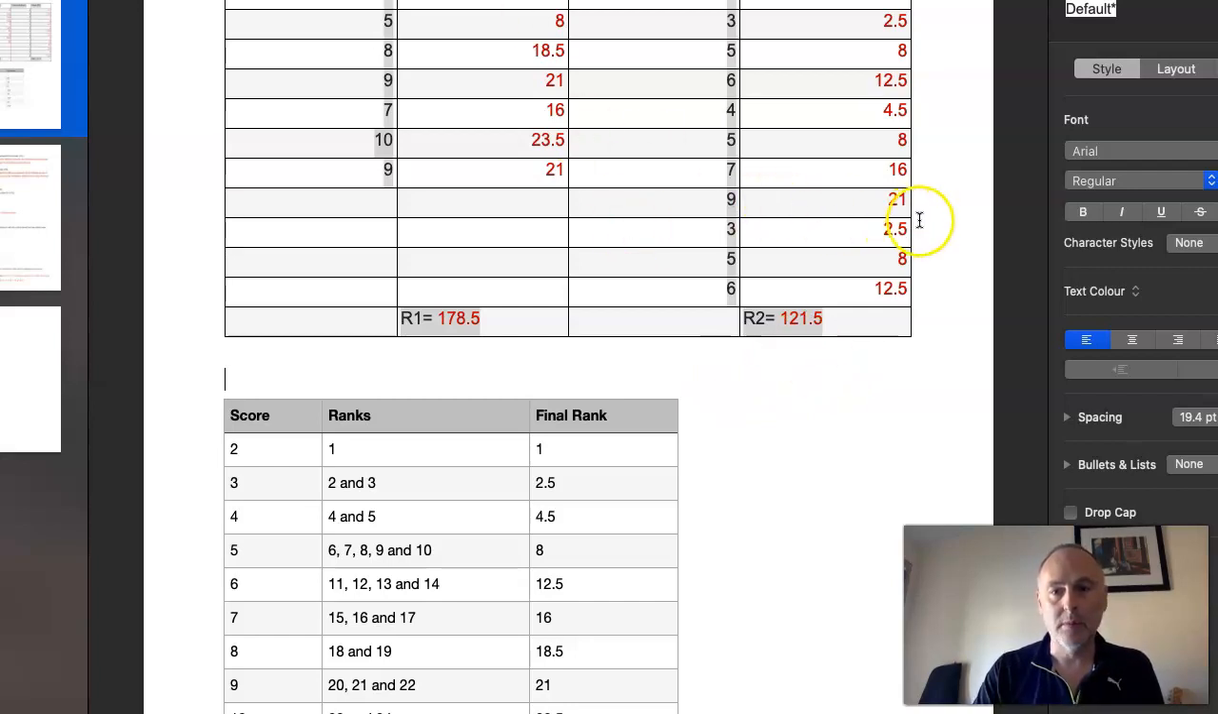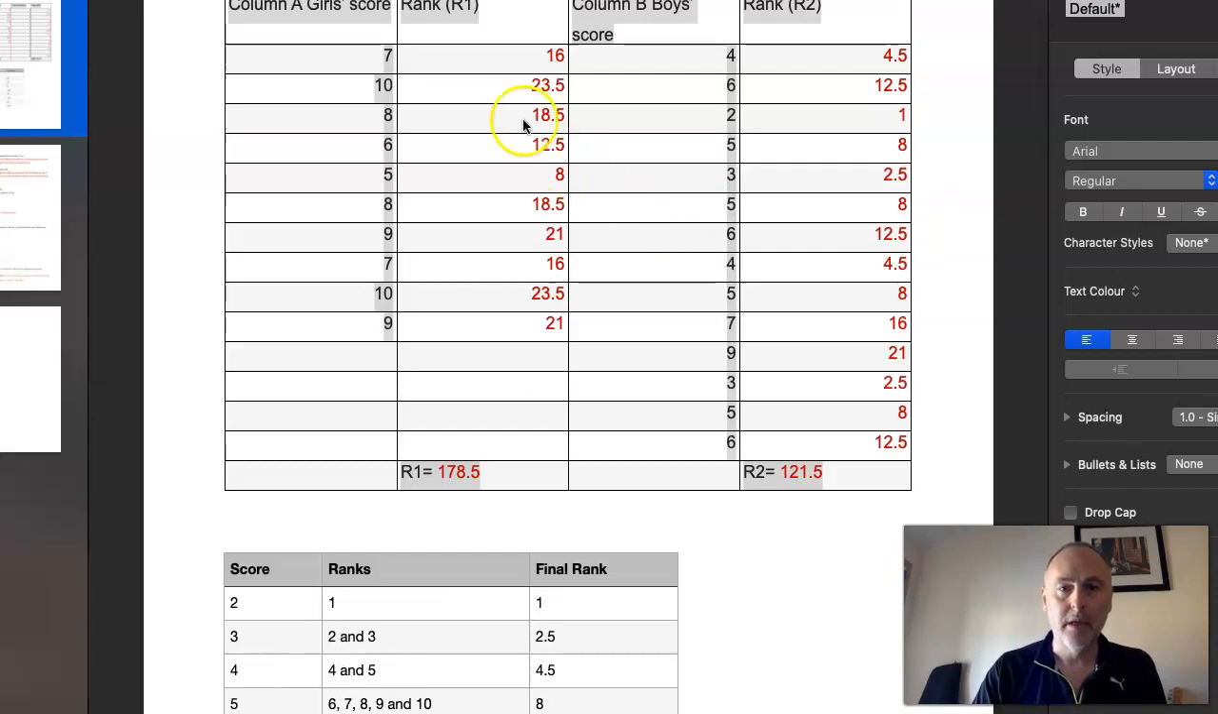We have 2 columns. Let's go back to this big table up here. We have 2 columns, rank R1 and rank R2. All we're going to do is add them up separately now. So that's the last stage of us dealing with the data as one big data set. R1, if you add all those up, equals 178.5, and R2 equals 121.5. Now remember that number there, because that's very important. All right, let's go down and see what we're going to do now.